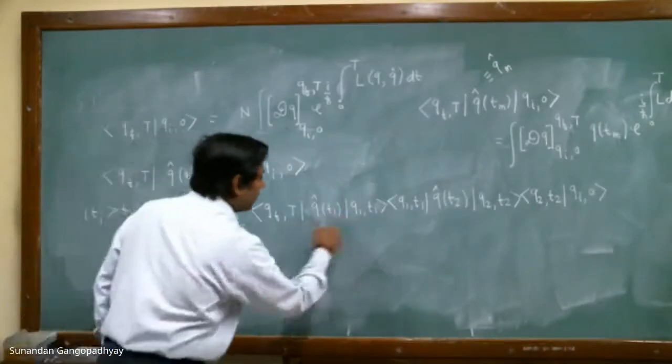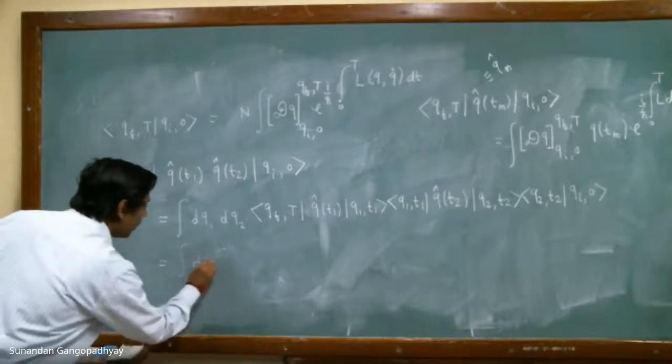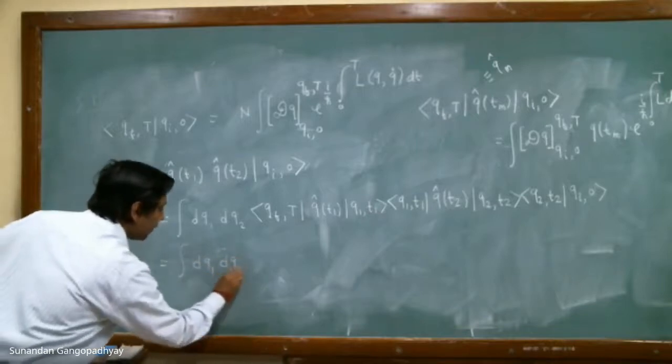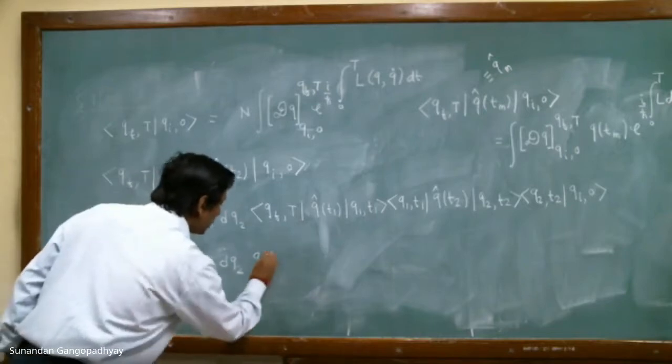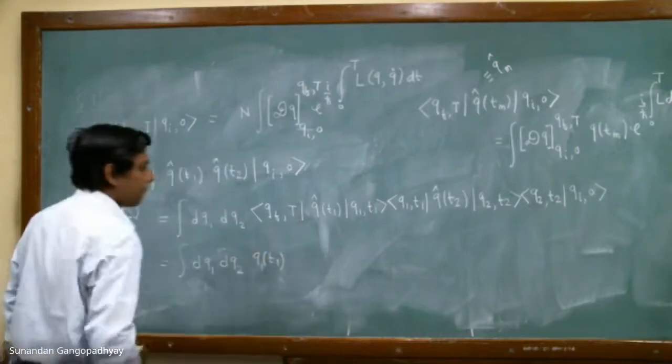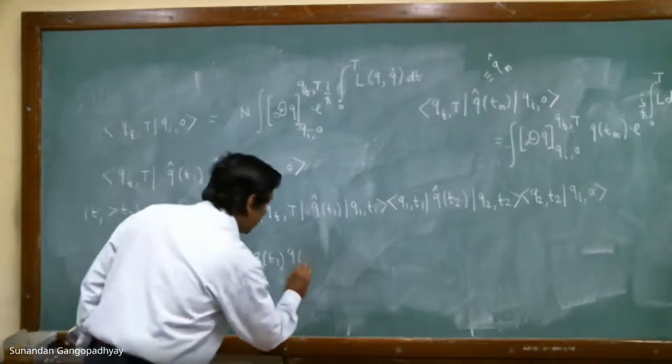Now this will give the eigenvalue q, t1, so we will have dq1, dq2, and you can write this as q_t1. These are now no longer operators, these are numbers, and we have q_t2.